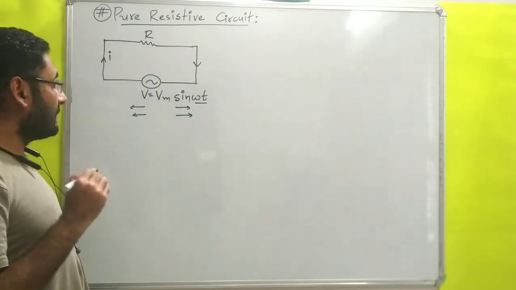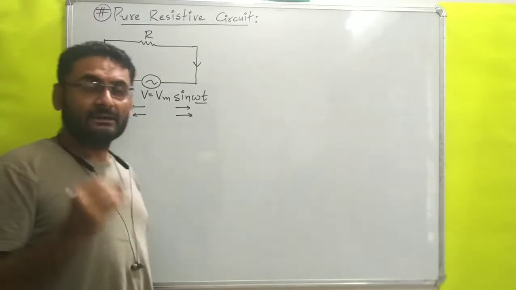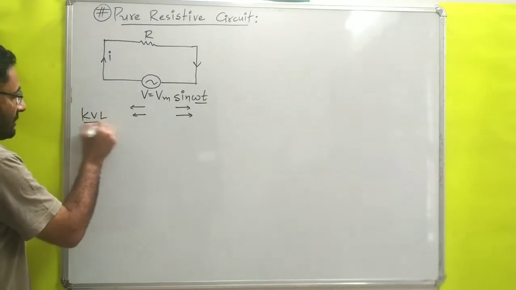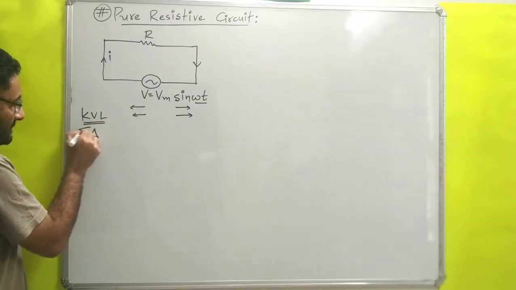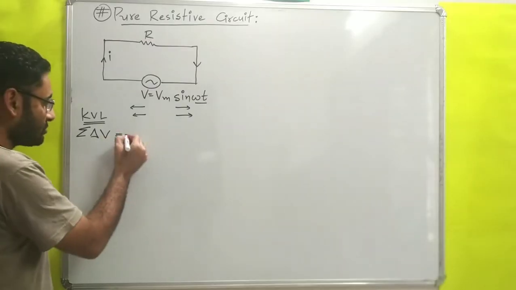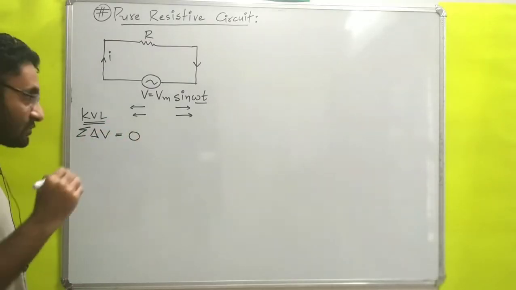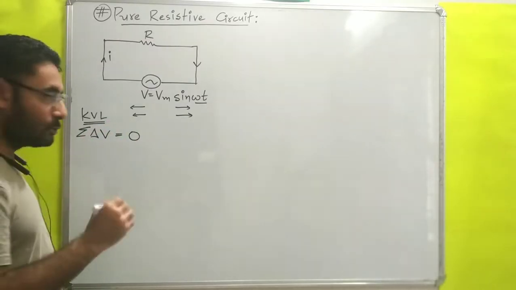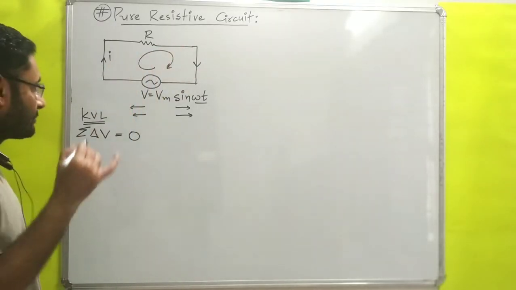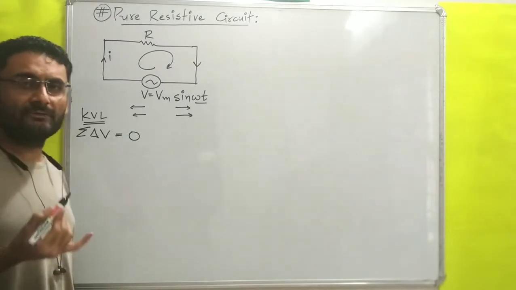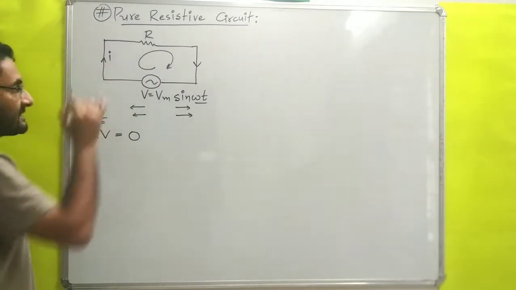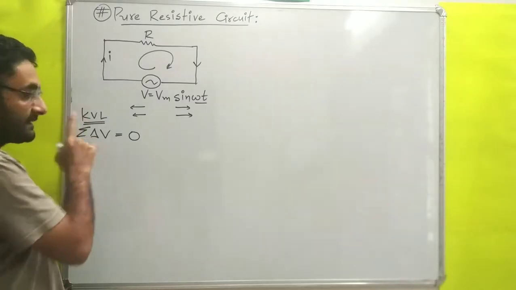Now after that, we will apply Kirchhoff's voltage law, which is KVL. You know very well that the summation of changes in potential around a closed loop is 0. For that purpose, we have to consider one loop. We will consider one loop in the direction of current, or you can consider it in the opposite direction, and your answer would still be the same. So we have considered one loop. Now we will apply KVL.